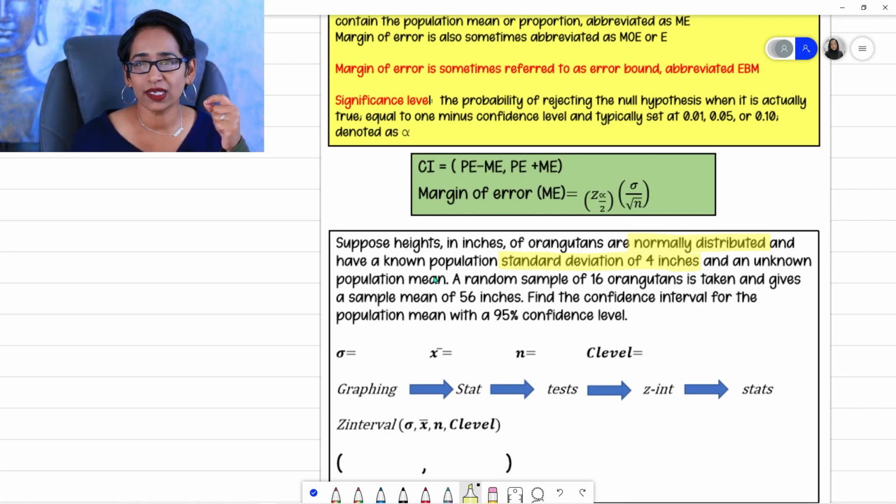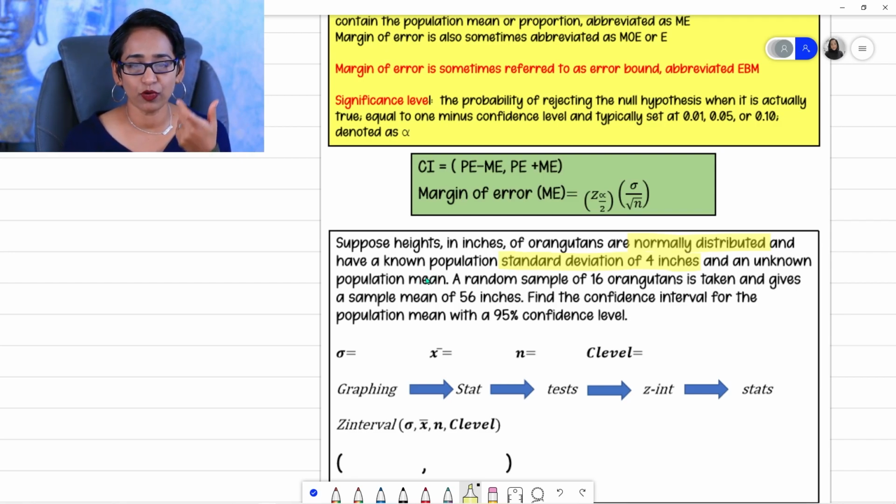I want you to take a step back and think about this problem. Suppose the heights of orangutans are normally distributed. I know they are normally distributed. I know the standard deviation of the entire orangutan height, but I don't know the mean. Keep that in mind.